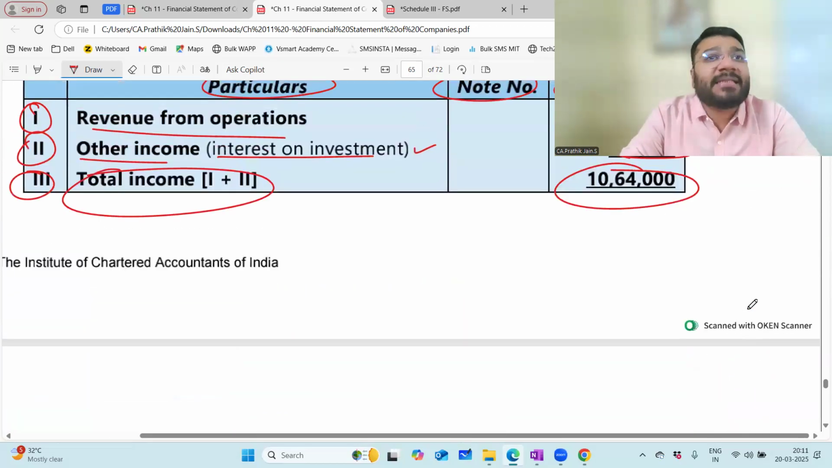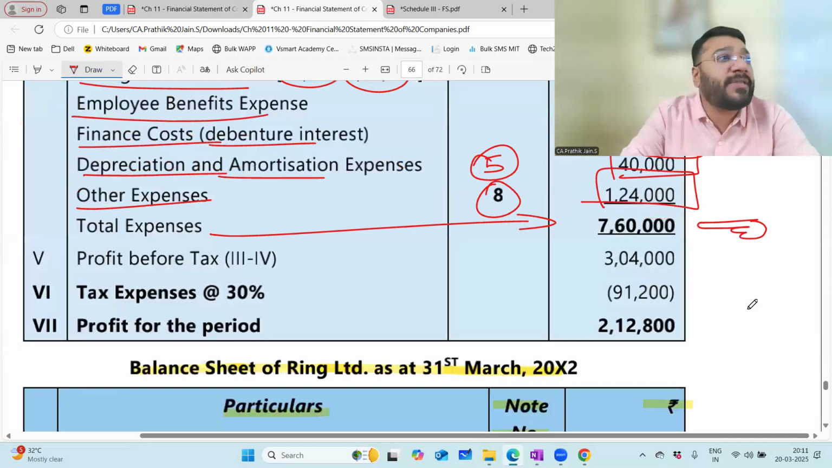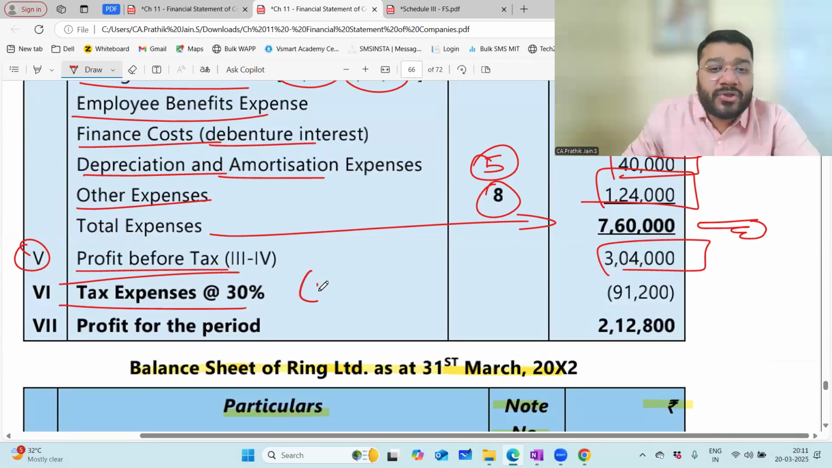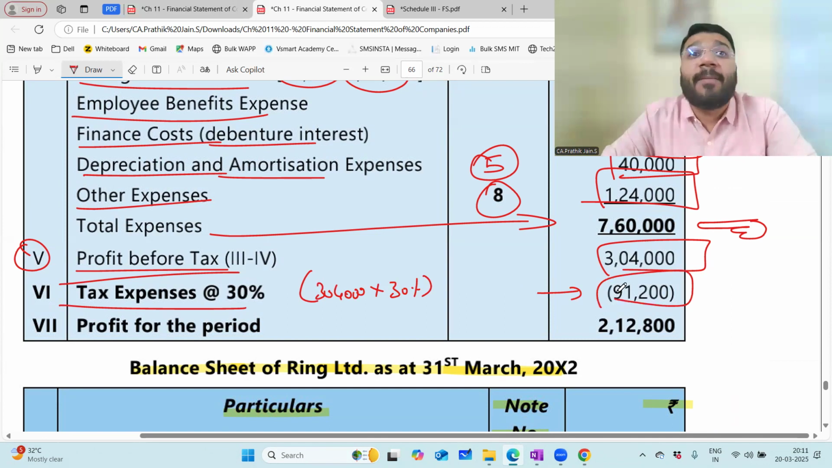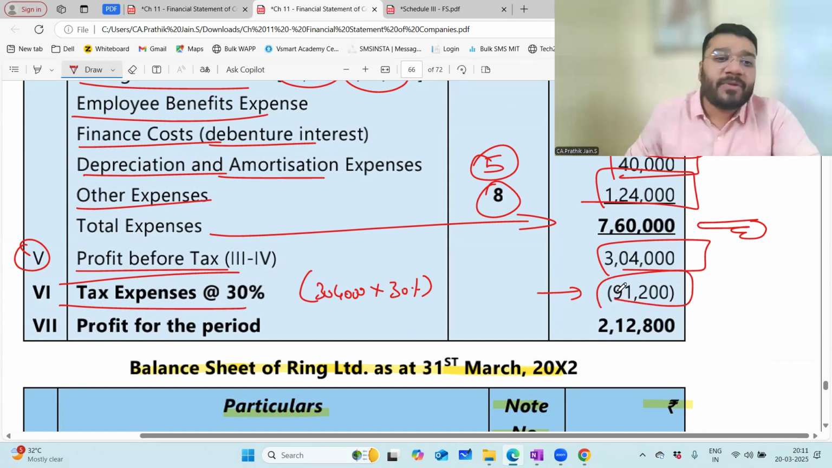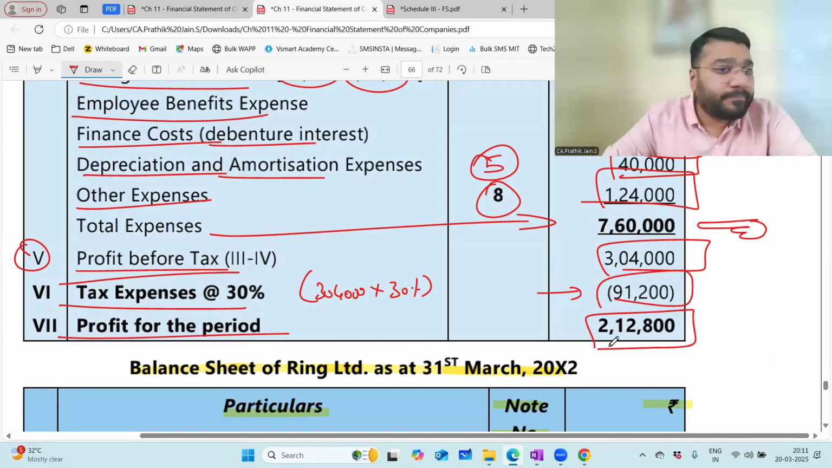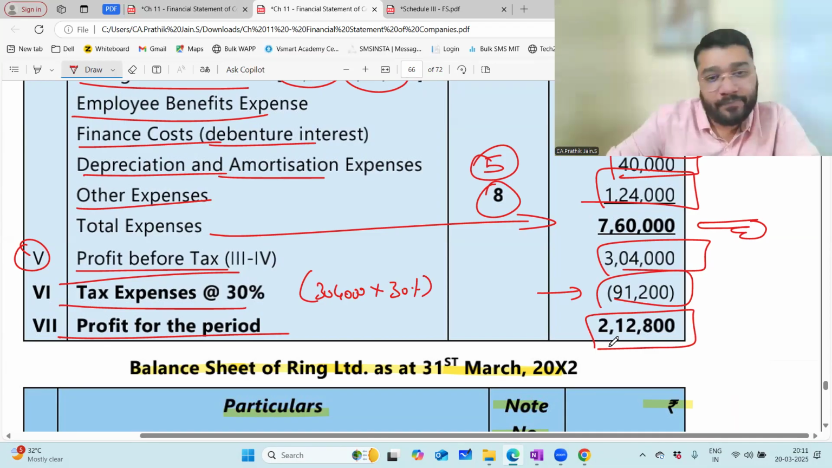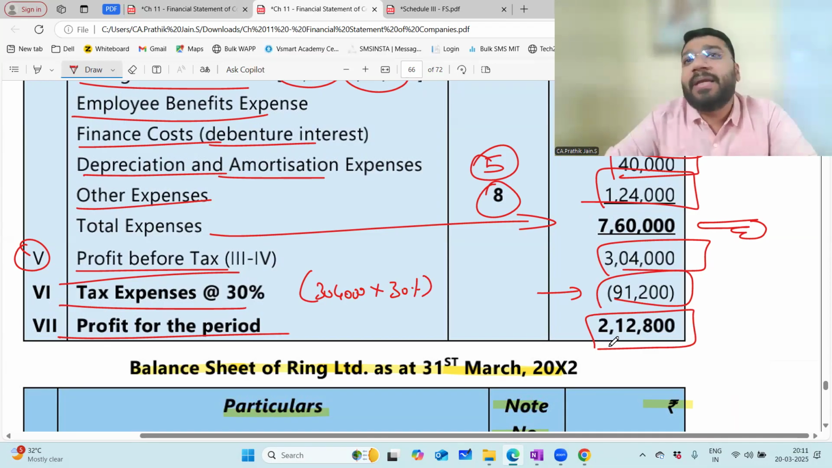Total income is 10,64,000 minus 7,60,000 expenses. What is my profit before tax? 3,04,000. And tax is 30%. So 3,04,000 into 30% is how much? 91,200. Will you add or subtract? Subtract, tax reduces profit. So what is the balance profit after tax? 2,12,800. P&L is done.